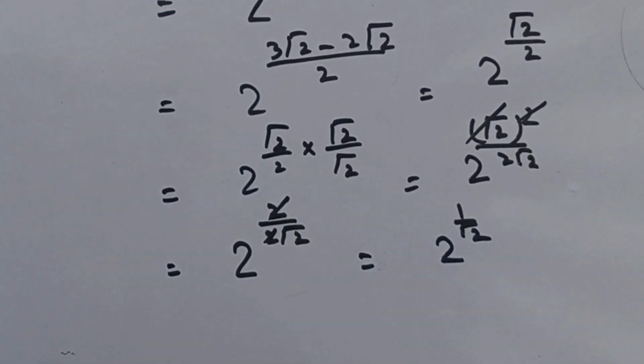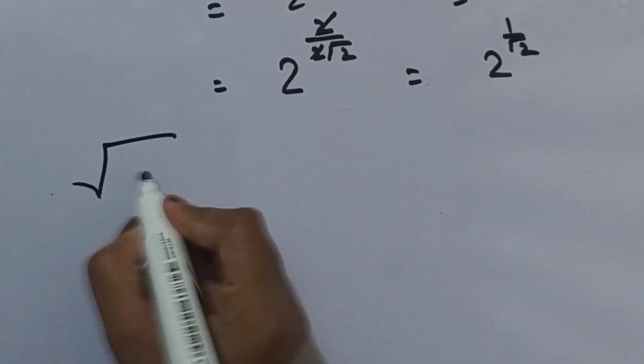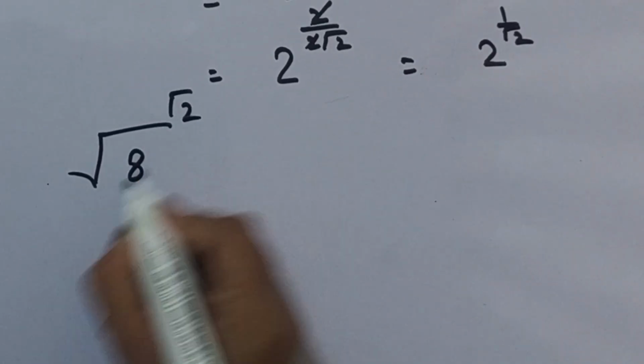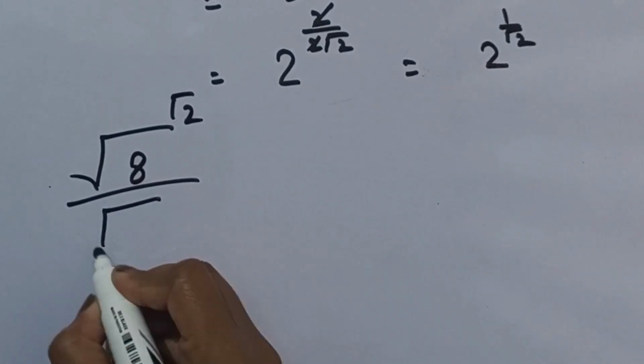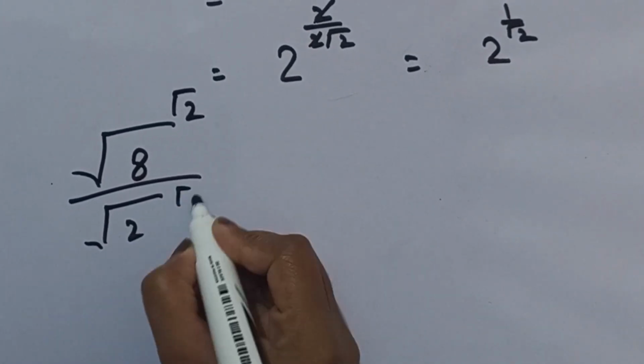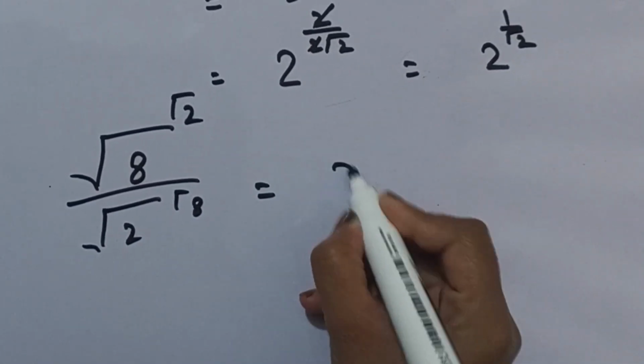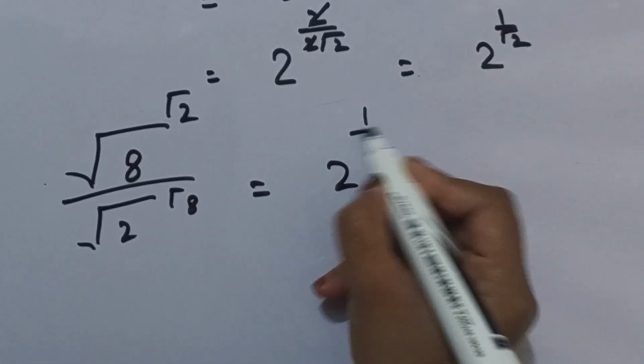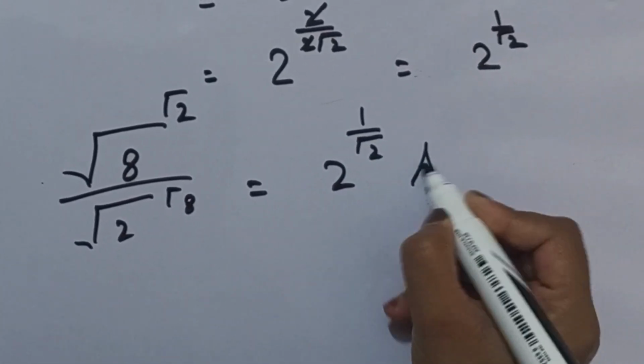square root 2. So in our question, square root 8 raised to the power square root 2 over square root 2 raised to the power square root 8, this is equal to 2 raised to the power 1 over square root 2, and this is our answer.